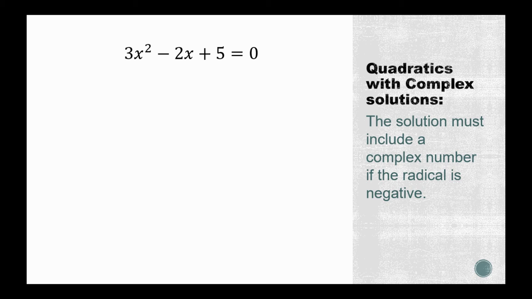We do this to help us solve quadratics. So when we're solving a quadratic and the radical is negative, we have to include an i in our answer. And that's where those complex numbers come in. That also means that we are probably using the quadratic formula.